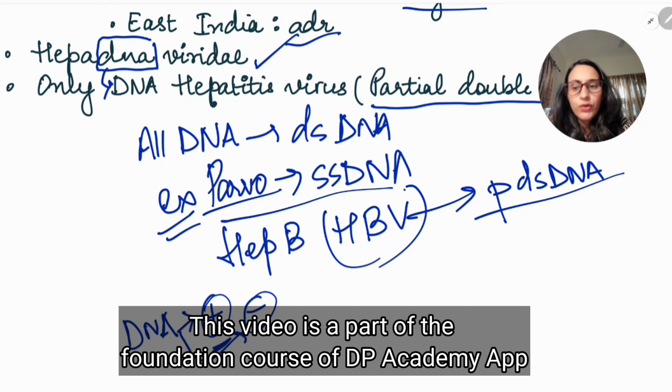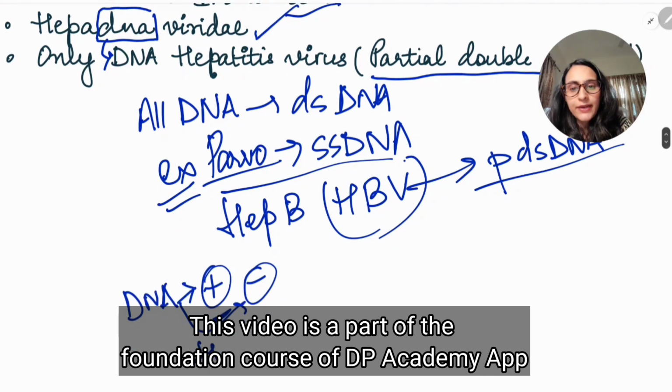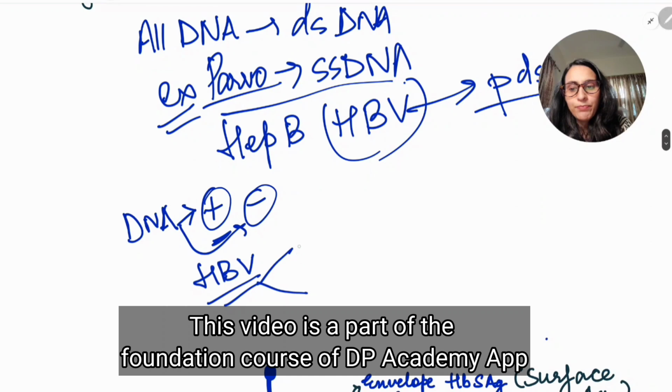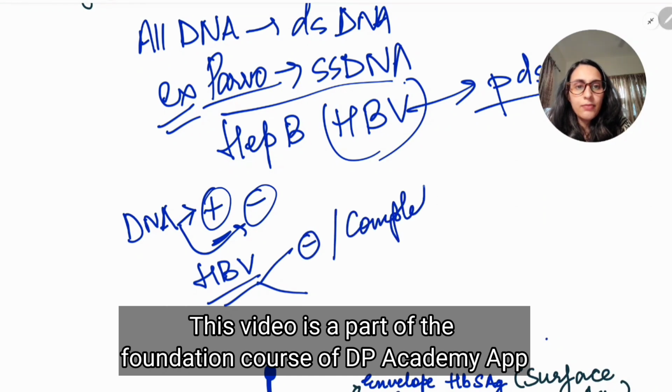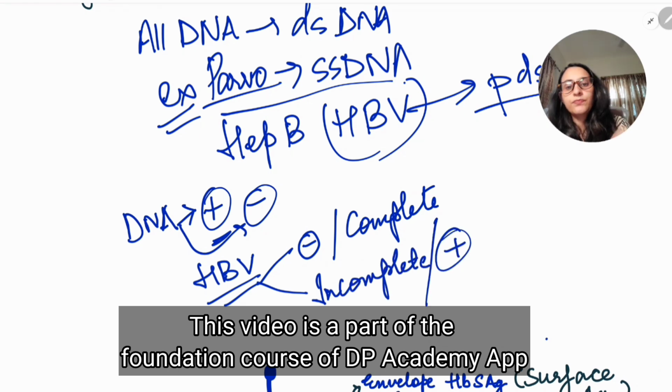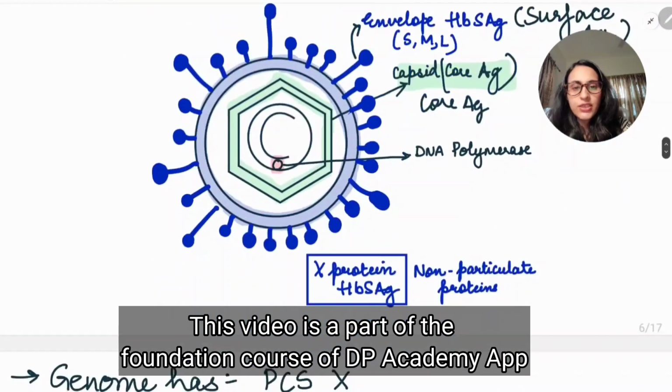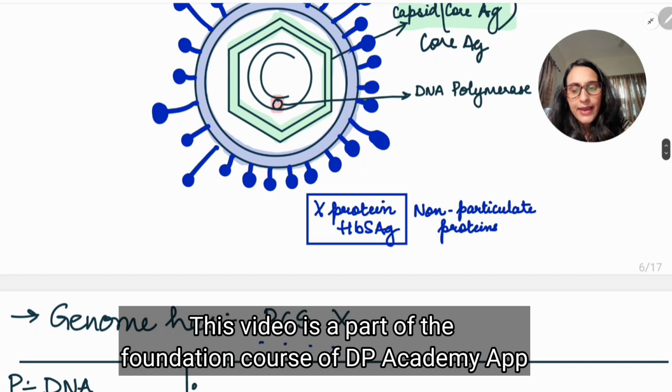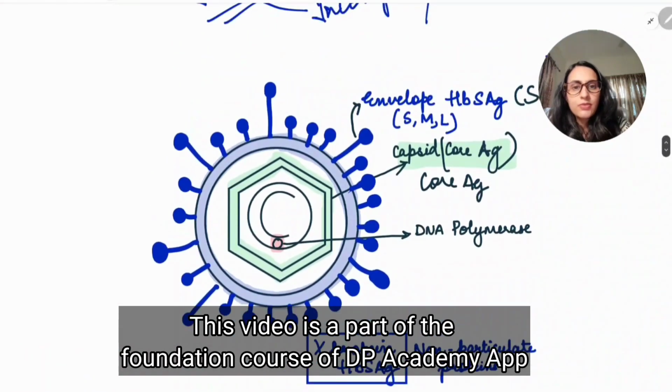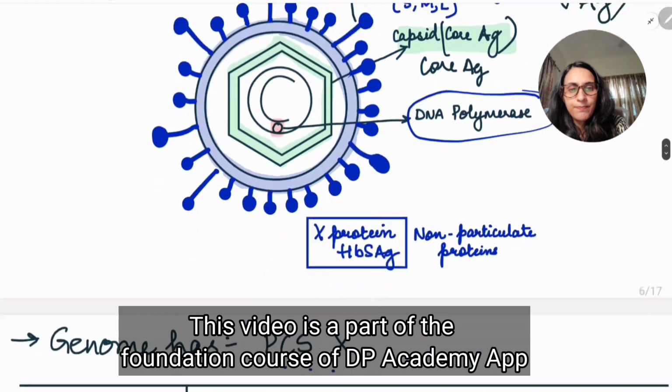The plus strand makes the proteins forward. But for hepatitis B virus, there are two linear strands. The complete strand is minus, and the incomplete strand is plus strand. So coming to the genome, it has the genes P, C, S, X. The P gene is responsible for three enzymes. One is the DNA polymerase.